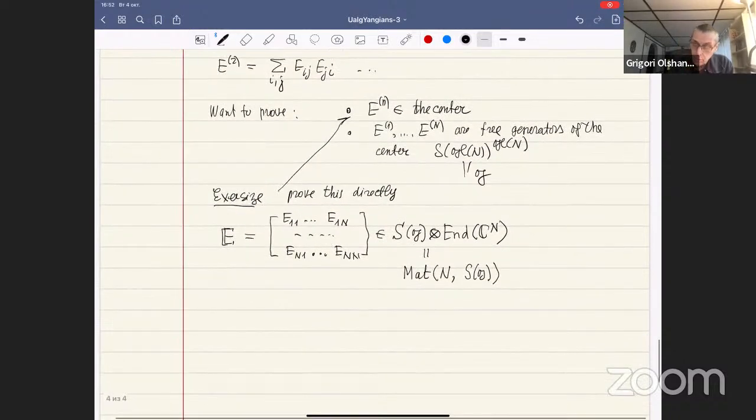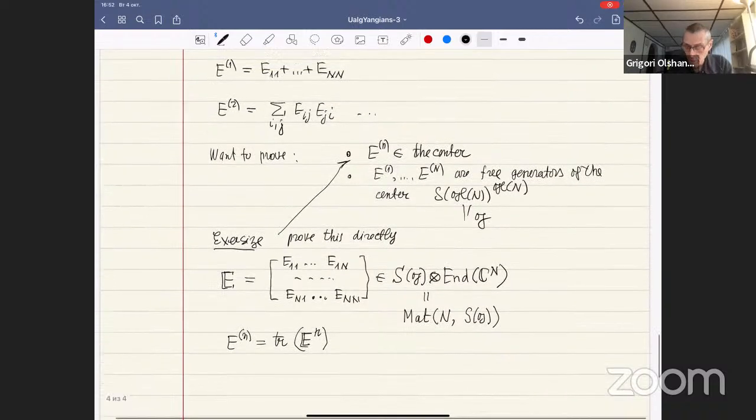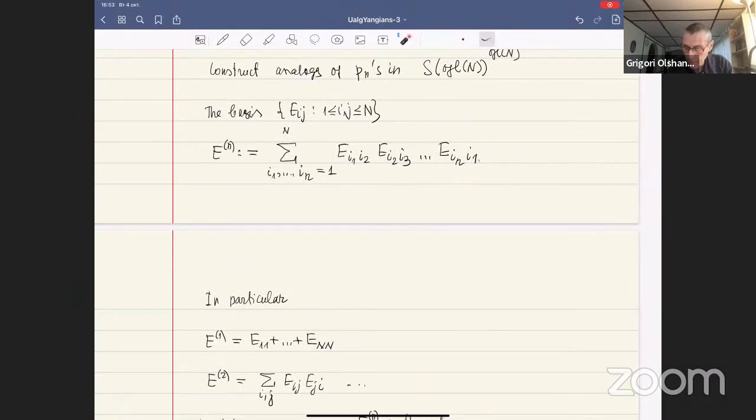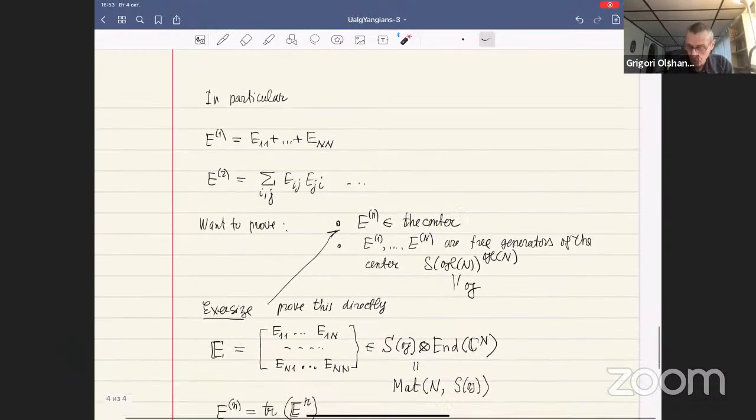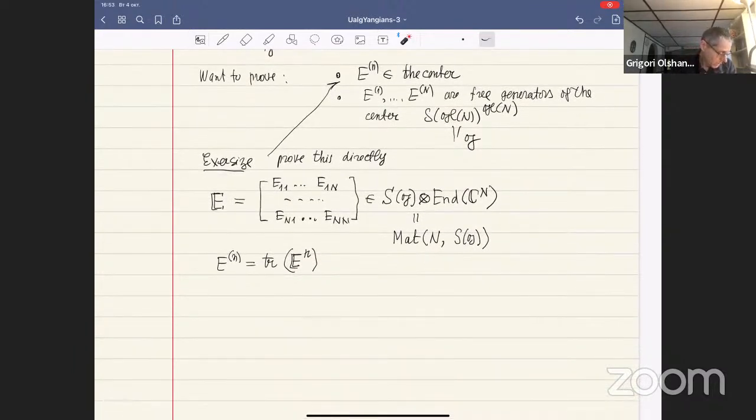Now I claim, and this is obvious from the very definition, that our element is nothing else but the trace of this matrix raised to power n. This follows from the very definition. Look at this, and you understand immediately that this is a trace. And what next? How to see that it is central, and moreover, that we have a complete description of our center?